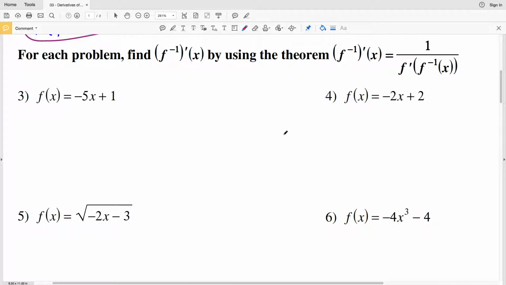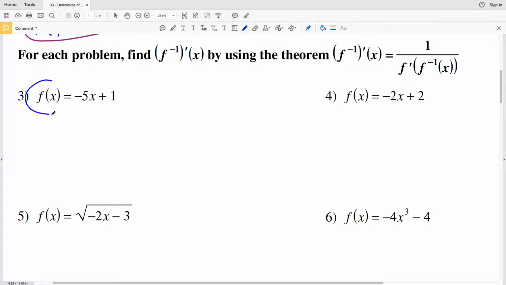For problems 3 through 6, we're now going to be finding the derivative of the inverse function of x, f inverse prime of x, by using the theorem. The theorem states that the derivative of the inverse function of x equals 1 all over the derivative of f of the inverse function of x. So what we're going to need to do is calculate the derivative of f and then plug our inverse function into that derivative, and that's all below our value of 1.